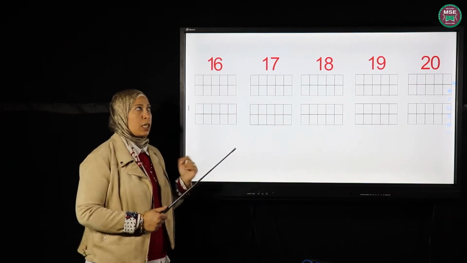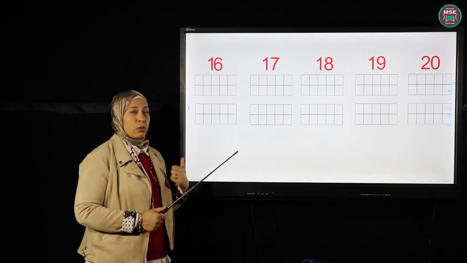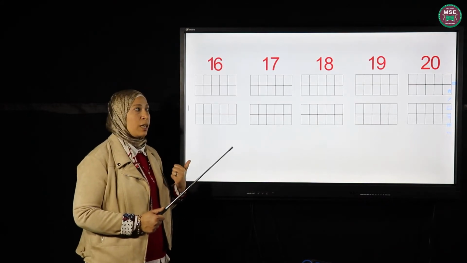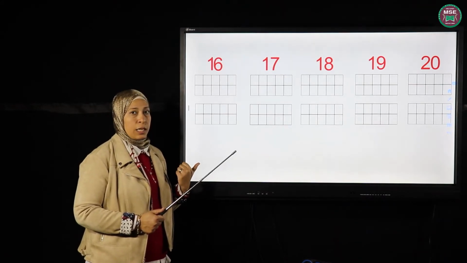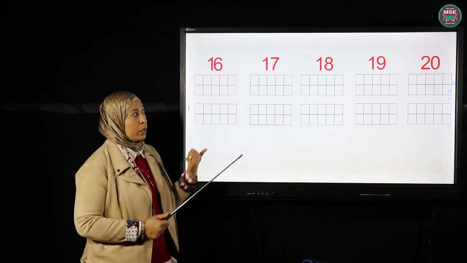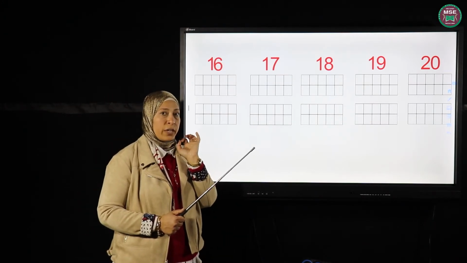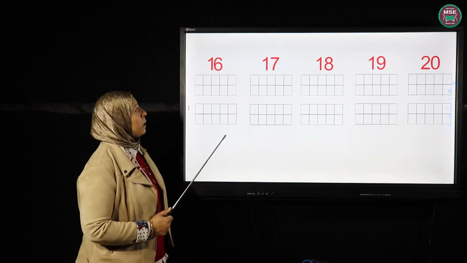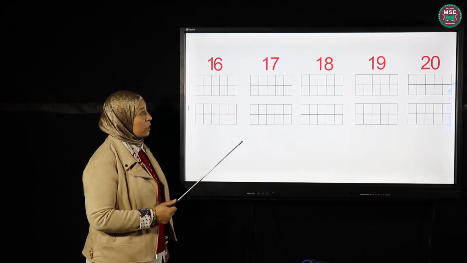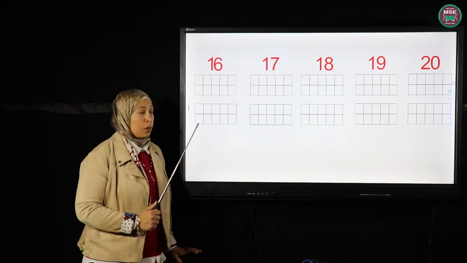When I say 16, it's going to be 1 and 6. When I say 20, can I write 1? No, I have to write 2 and 0. So this is why I tell you to listen very carefully, okay? Now, it's time to show these numbers on the frames.